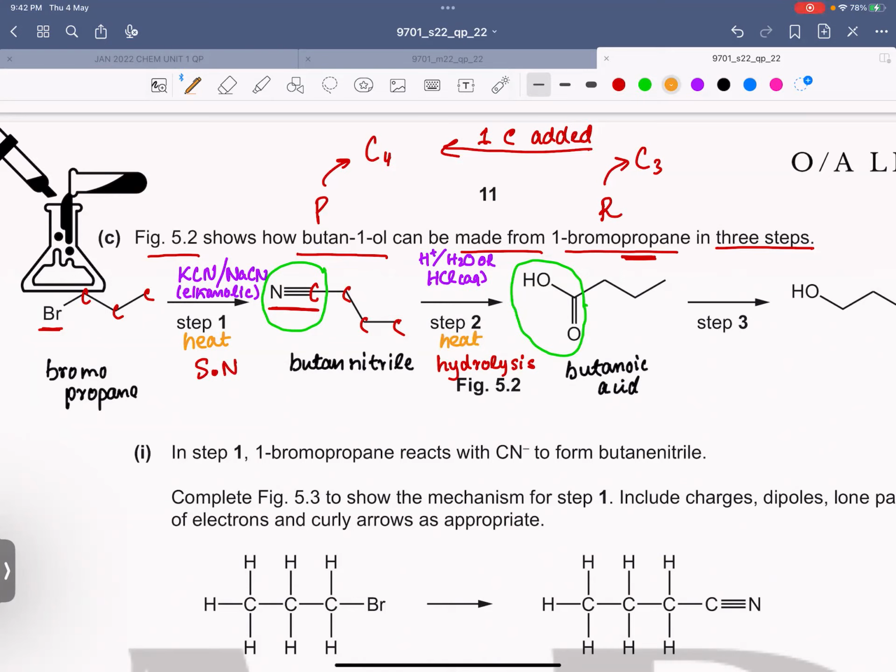Is it necessary to write H2O along with H plus? Yes, because H plus is always in an aqueous medium, then it behaves as an acid. Right.